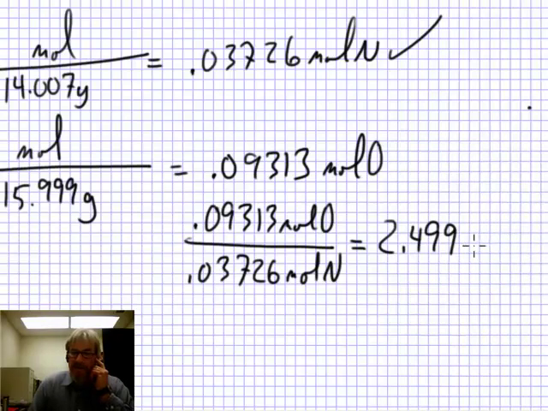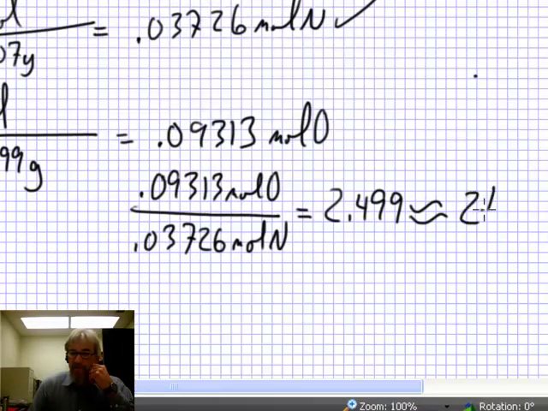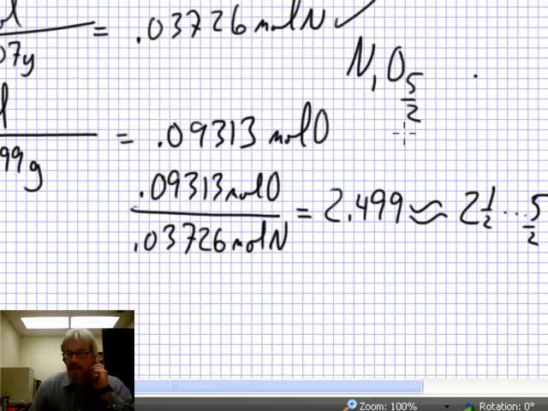Well, that's not close enough to round it to 2 or 3. In order to round to a whole number, we have to be within a few hundredths of that whole number. So then we have to look for a simple fraction. Well, here's our simple fraction. This is approximately equal to 2.5 or 5/2. Now, we can't really write a formula that says N1O5/2 because this is reflective of atoms and there's no such thing as a half of an atom.